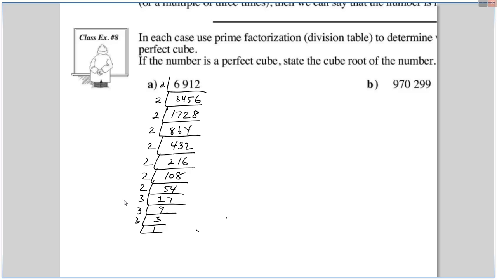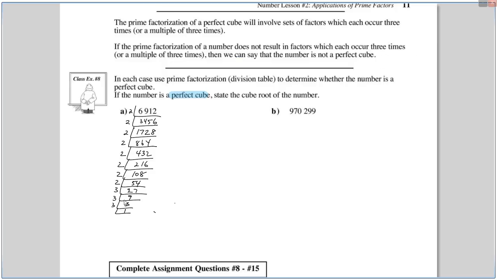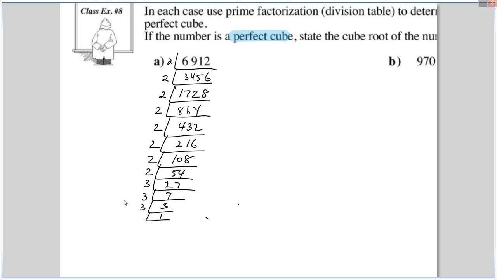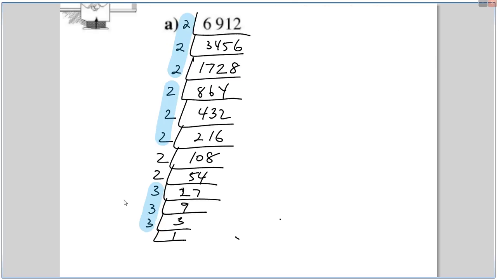Now what's the question asking us? Is it a perfect cube? So what do we do for cube? We got to put it into triplets. 3, 6. Oh, there's a problem here. Why is it not a perfect cube? It doesn't fit. Very nice. These guys screw it up.